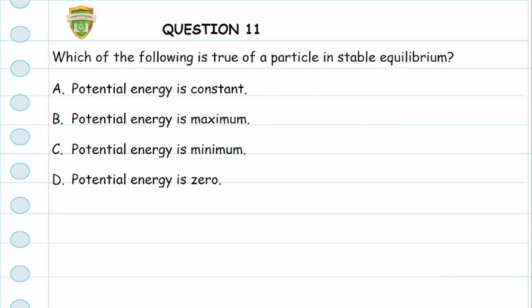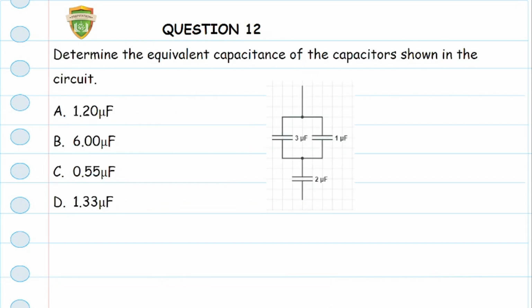But this question is asking about stable equilibrium. And in stable equilibrium, the particle is brought back to its initial position when it is slightly displaced. So in this case, the potential energy is minimum. So the answer here will be C. Potential energy is minimum.